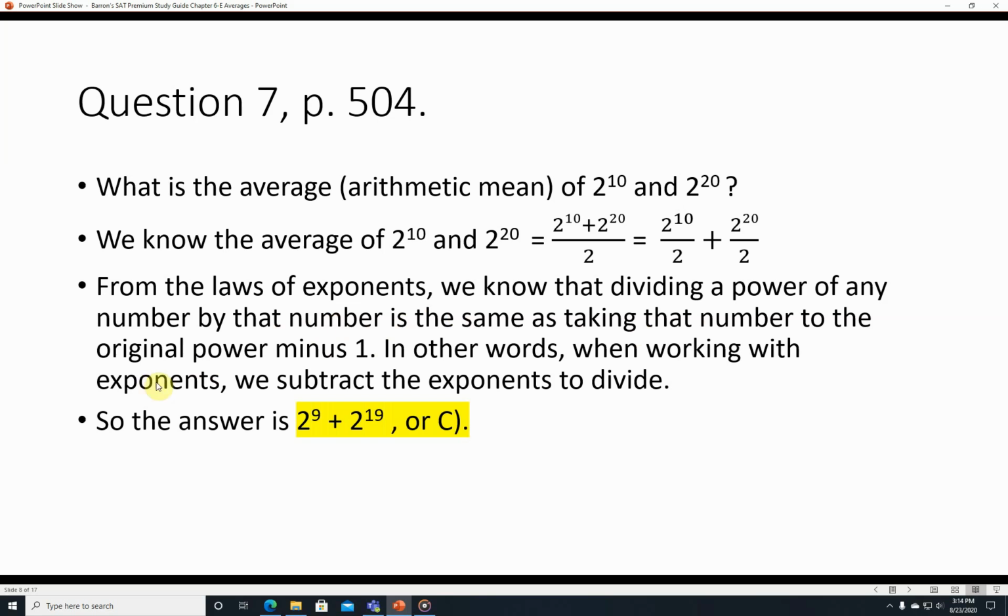In other words, when working with exponents, we subtract the exponents to divide. So in the simplest terms, we know we're dividing 2 to the 10th power by 2, so we're just going to subtract 1 from 10. That gives us 2 to the 9th. 2 to the 20th divided by 2, we subtract 1 from this exponent here, so we get 2 to the 19th, or C. I know when you look at it in the multiple choice, you're like, oh yeah, that's the right answer. But it is.